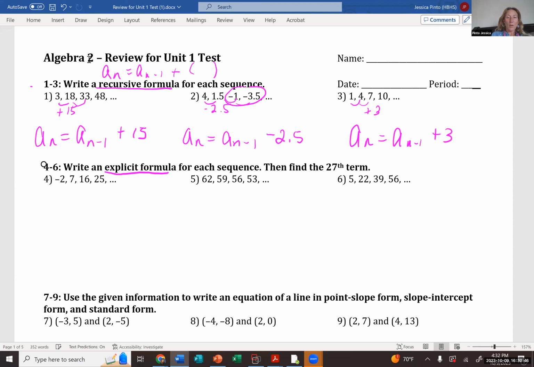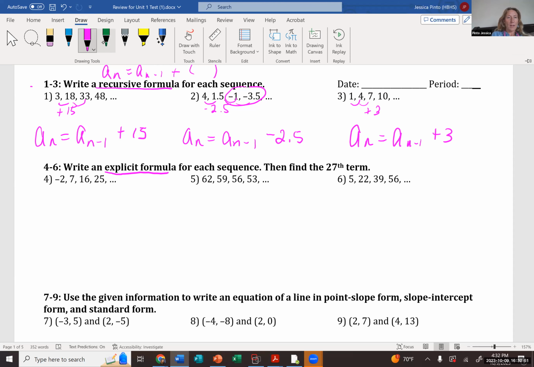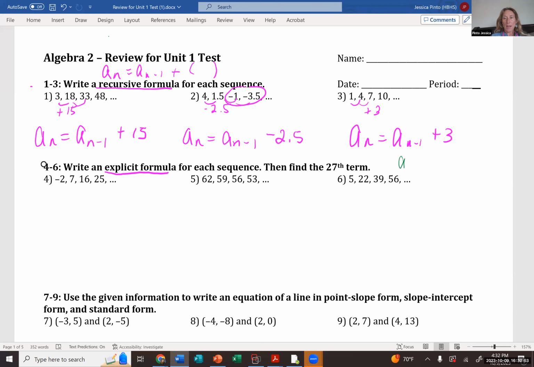The explicit formula is a little bit more complex. That explicit formula is going to be the one that says a_n is equal to a_1 plus the quantity n minus 1 times the d. And so that's a formula you want to have memorized.